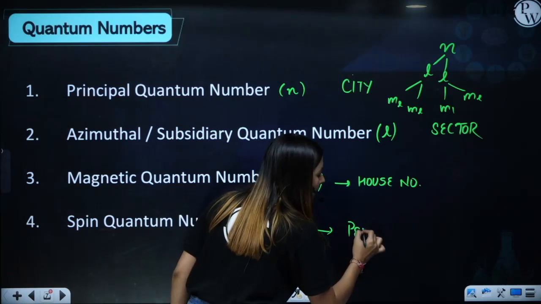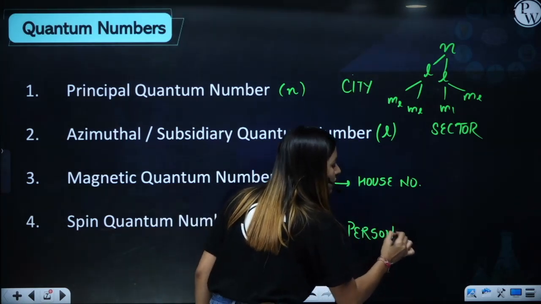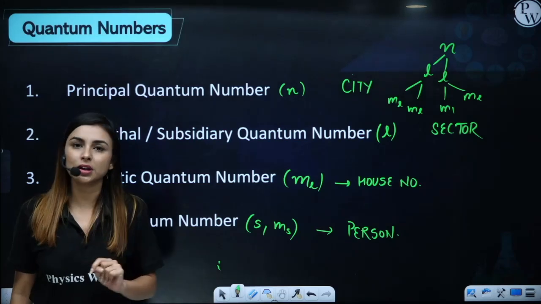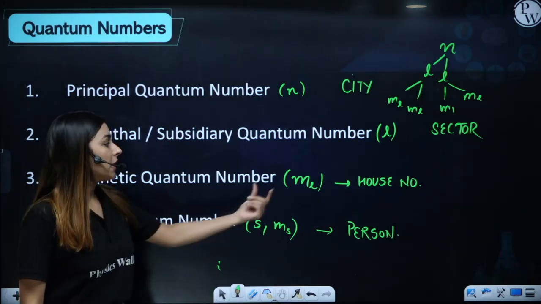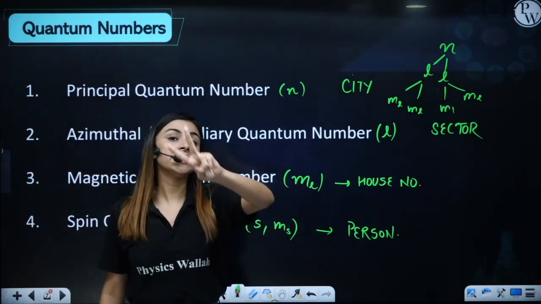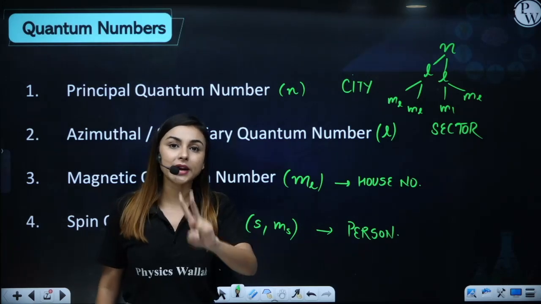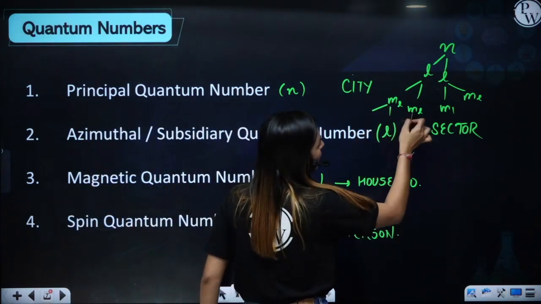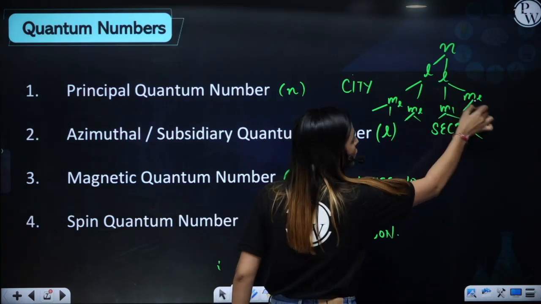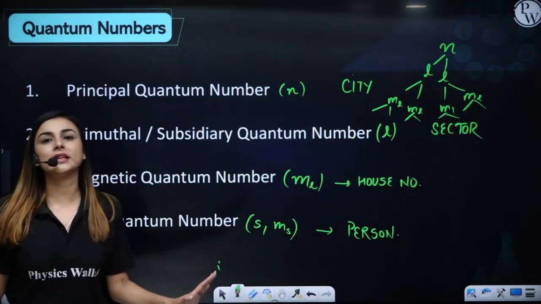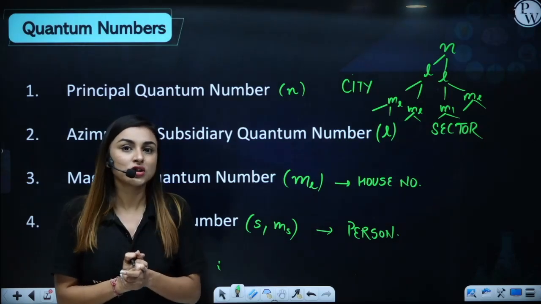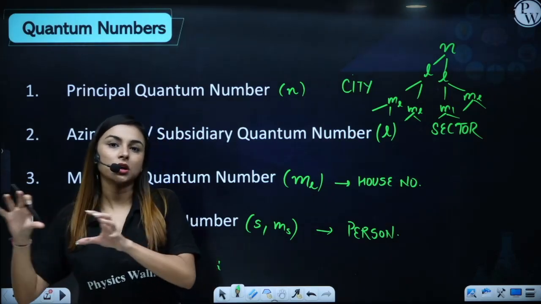The person, right? Yes. Now here one condition is fixed, my dear students: there are only two persons in one particular house. This means that this house number can have only two people, right? Yes. This is the condition which you have to take. So this can have two values, this can have two values, this can have two values, and this can have two values only, right? Yes. If you got this idea, congratulations, you have got the major part of quantum numbers.